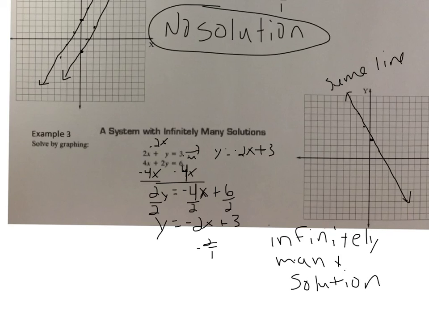Okay? So those are our 3 options. If you get the same line, you get infinitely many solutions; if you get parallel lines, you get no solution; or if they cross, you do get a point, 1 point for your solution. That's all for Unit 5, Part 1. I will give you your assignment in class.